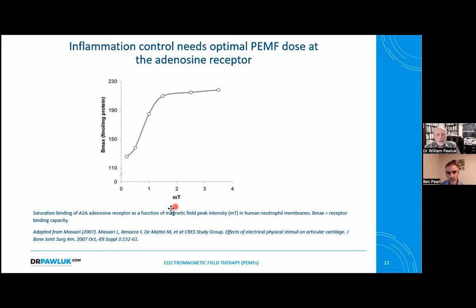Research is showing that magnetic fields stimulate adenosine receptors. So the adenosine receptors on neutrophils are responsible for helping the body to deal with chronic inflammation. And research has shown that the optimal magnetic field at the adenosine receptor to decrease inflammation is about 1.5 millitesla, which is about 15 Gauss. You need about 15 Gauss optimally at the tissue to initiate the processes of healing chronic inflammation. So if your magnetic field is starting out at 1 Gauss or less, 10 times 0 is 0, 100 times 0 is 0, right?